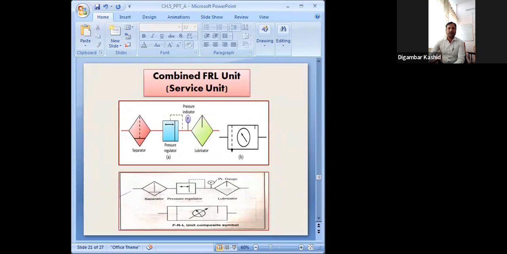Okay, understood FRL unit? Understood or not? Please tell me in the chat box. FRL unit, understood or not? Please reply in the chat box. If you say yes, then I can move further. This is very important. This is a unique unit for pneumatic systems.